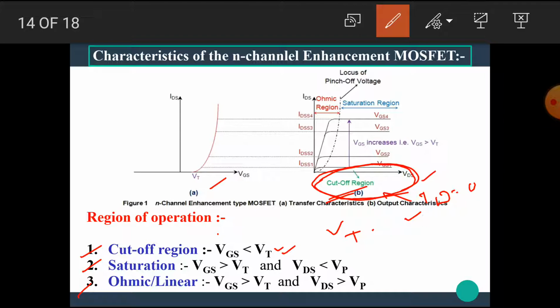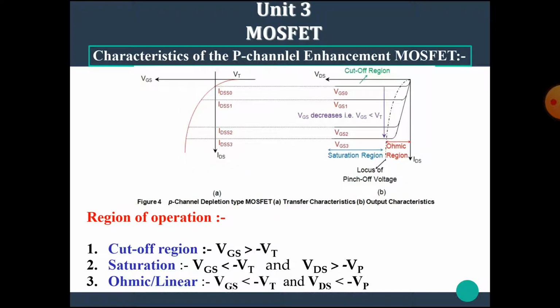that means there is no current, ID equals 0. The next is the saturation condition: VGS greater than VT, that means the voltage from gate to source is greater than the threshold voltage, and VDS, the voltage from drain to source, is less than VP, the pinch off voltage. This region is known as the saturation region, and the last one is the ohmic region. In the ohmic region, VGS should be greater than VT and VDS should be greater than VP. Then we get the ohmic or linear region. I hope you all understand the characteristics of the N-channel E MOSFET.